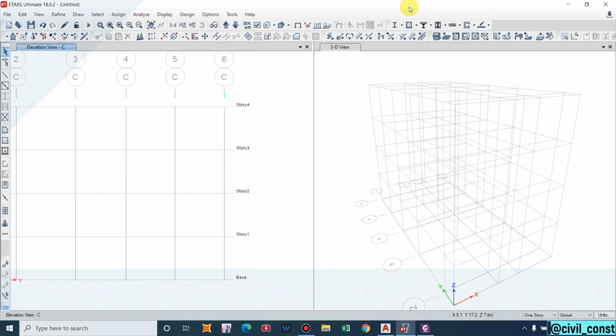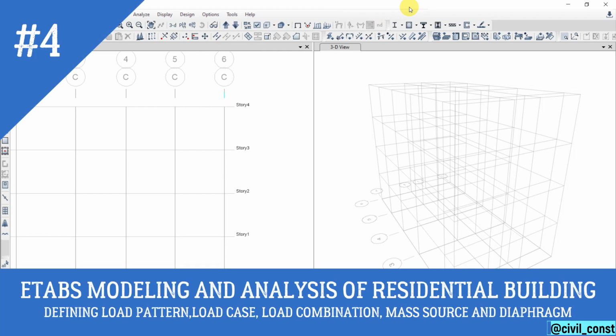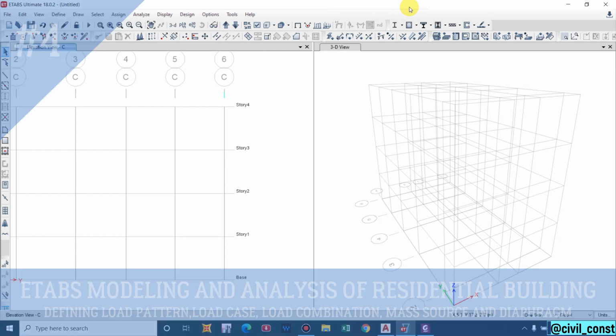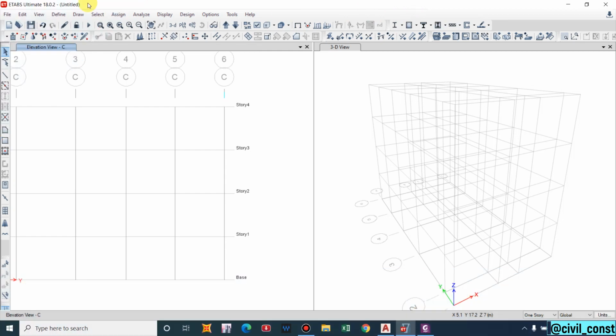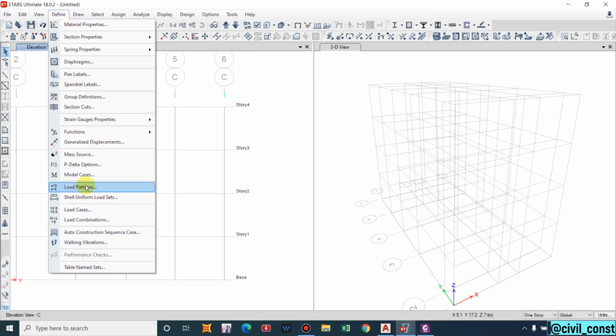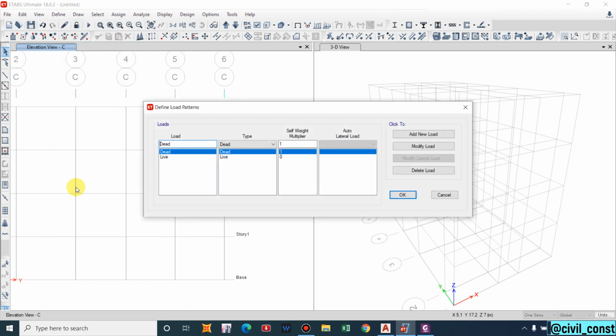This is the continuation of the video series on ETABS analysis. Previously we concluded our video with defining section properties and material properties, and in this video we will continue with defining the load patterns, load cases, load combinations, mass source and diaphragms. So let us start with load patterns. I'll explain in the simplest terms: load patterns is the list of loads that will be acting on your building.